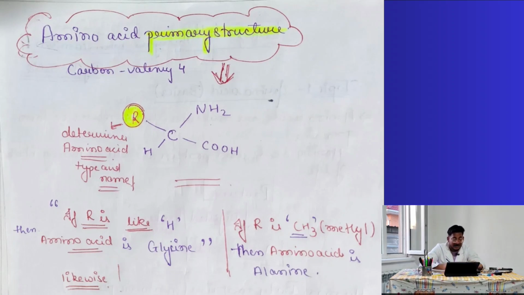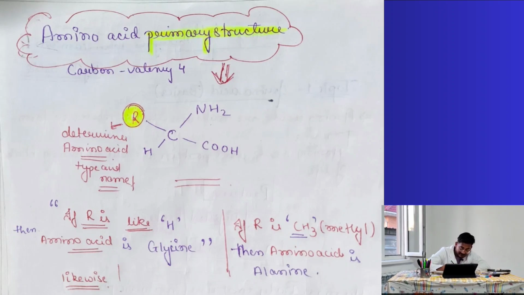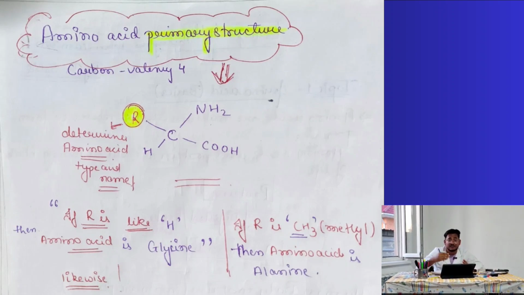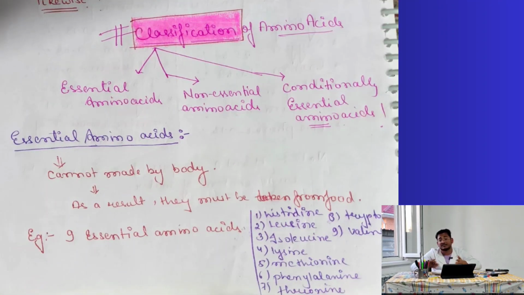The first amino acid is glycine, where the R group is H. For alanine, the R group is CH3. Like this, if we replace the R group with a hydrogen, a methyl group, or any other group, that makes different types of amino acids. When we talk about the classification of amino acids, we will get clear about this. What are the types of amino acids?